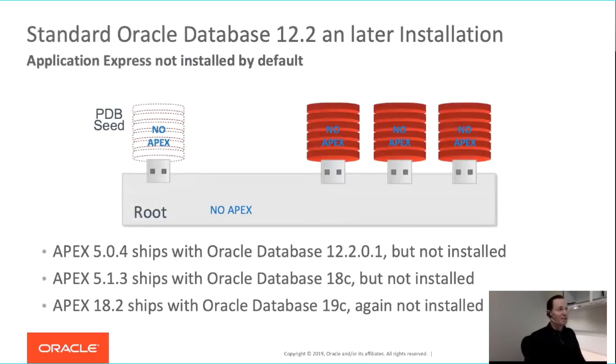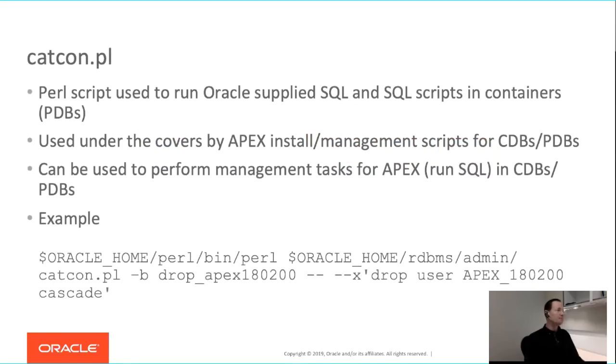So that is why starting in Oracle Database 12.2, you will find that Application Express is not installed by default at all. However, we still ship Application Express with each database release, including the latest on-premise release, Oracle Database 19c, where we have Application Express 18.2. You'll find that in the Oracle Home.